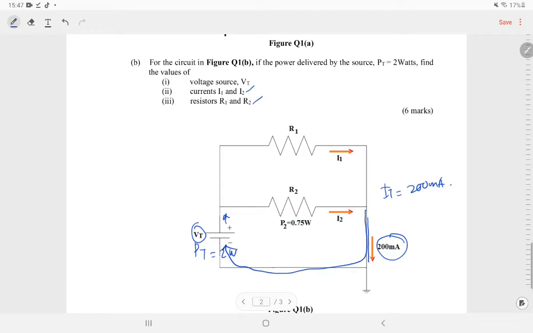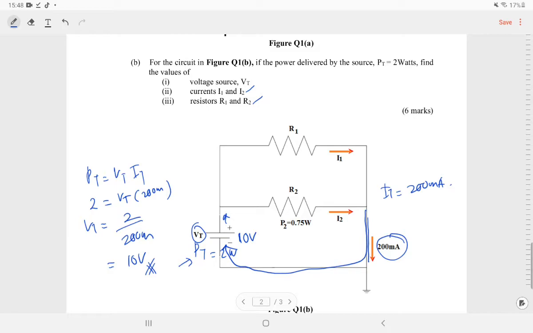So from now we know that V of t, we don't know the value of V of t, but we know the value of P of t. So we know that P(t) equal to V(t)I(t), right? Which is P equal to VI. Okay, so P(t) is 2, V(t) we don't know, and then I(t) is 200 milli. So from here, V(t) equal to 2 divided by 200 milli. So therefore you got 10 volt. Okay, so the value of total voltage over here is 10 volt. Okay, next you need to find I1 and I2, right?